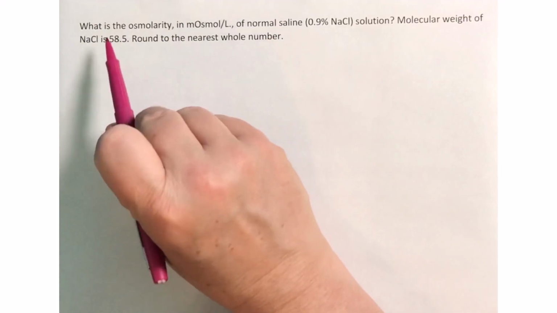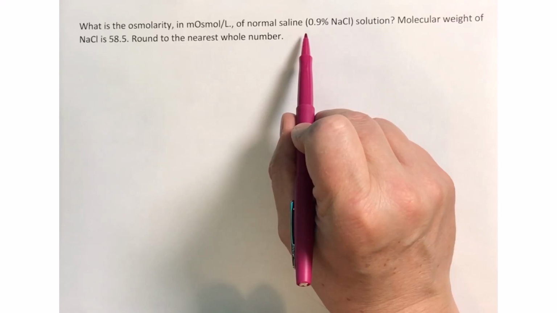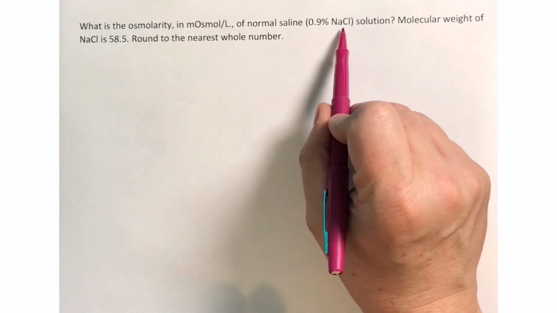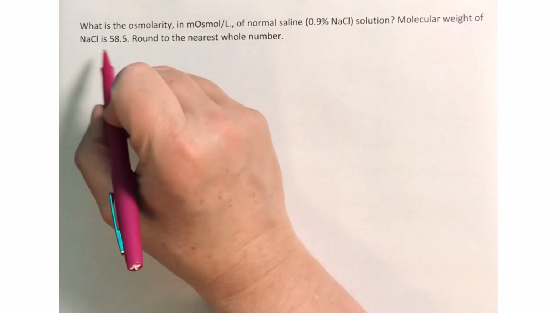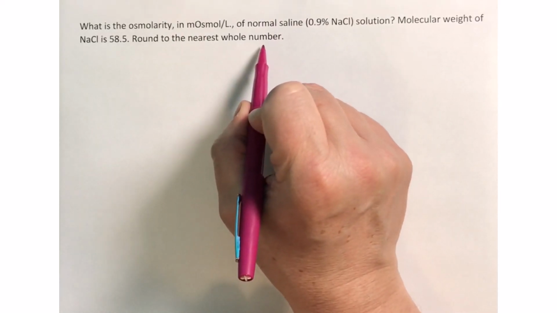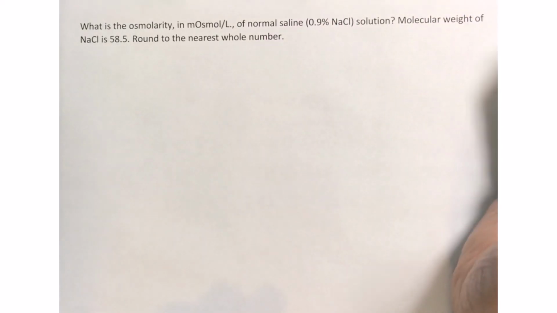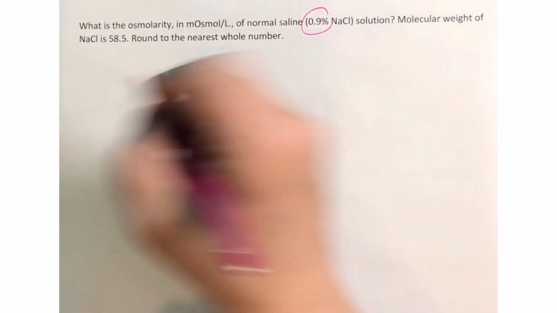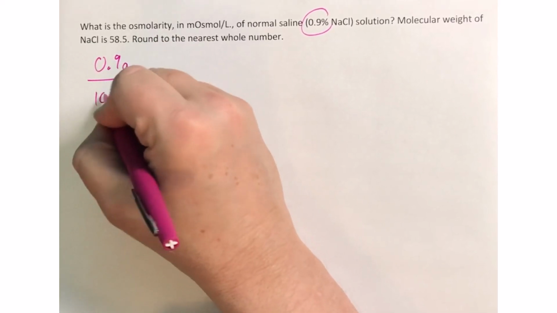Okay, this problem says, what is the osmolarity in milliosmoles per liter of normal saline solution, which has a 0.9% concentration of sodium chloride, and the sodium chloride has a molecular weight of 58.5, and we've got to round our answer to the nearest whole number. All right, so first step here is we need to determine how much sodium chloride is in the solution. So we know that 0.9%, we can also express that as 0.9 grams for every 100 milliliters.